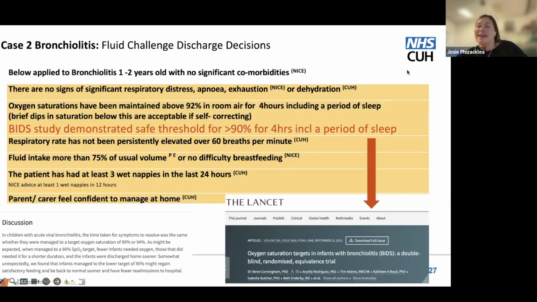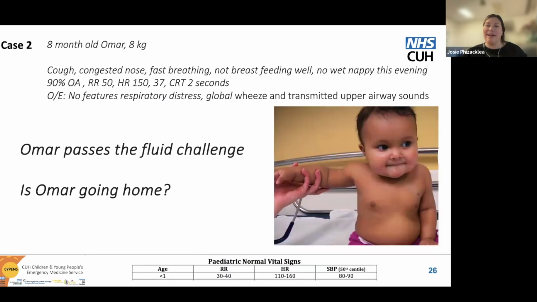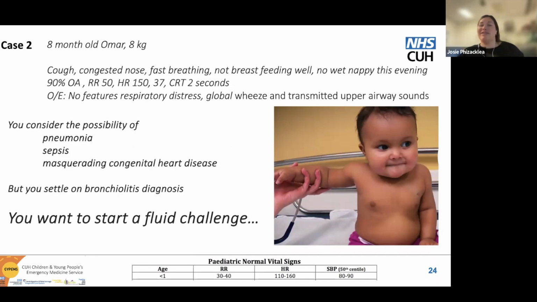So the other things that are going to help me decide, do you think this child's going to go home with their observations? If say they do well with their breastfeeding challenge and they manage over 75% of their usual time to breastfeed, they're looking well, but they're still having these observations, do you think this child's going to go home? No. So Charlotte says no. And what were your reasons for that, Charlotte?